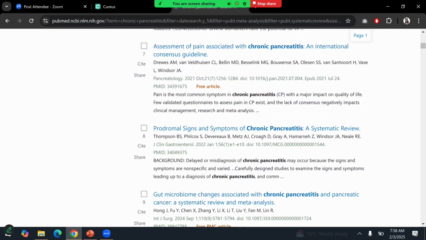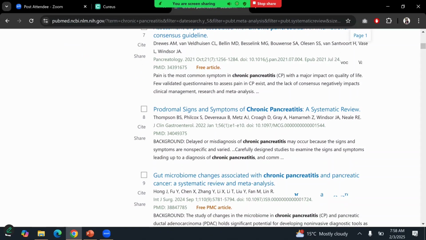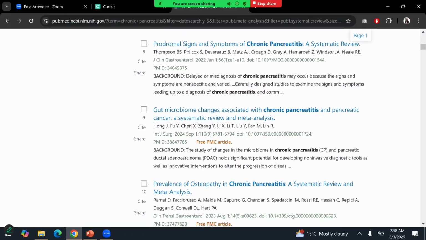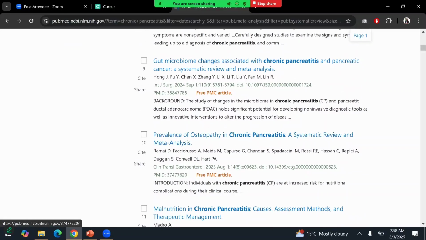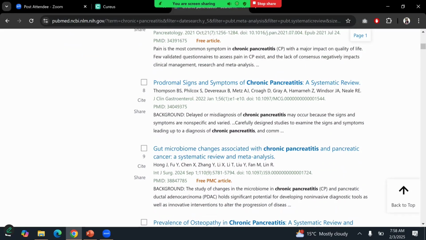These are the guidelines. And this one is the combination of signs and symptoms with the disease. So prodromal signs and symptoms of chronic pancreatitis. This is a combination of two diseases, prevalence of osteopathy in chronic pancreatitis. So I think these are enough examples. You just have to think of two concepts and you have to combine them.